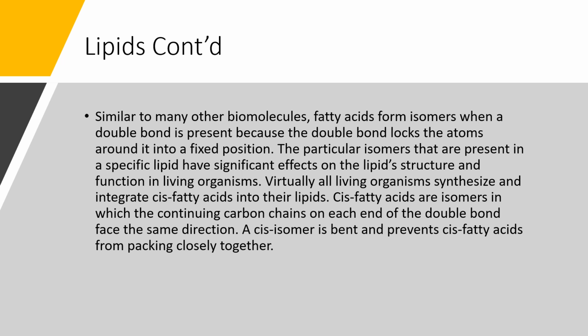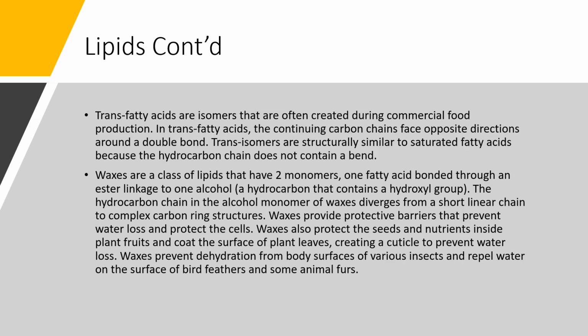Cis fatty acids are isomers in which the continuing carbon chains on each end of the double bond face the same direction. A cis isomer is bent and prevents cis fatty acids from packing closely together. Trans fatty acids are isomers that are often created during commercial food production. In trans fatty acids, the continuing carbon chains face opposite directions around a double bond. Trans isomers are structurally similar to saturated fatty acids because the hydrocarbon chain does not contain a bend.